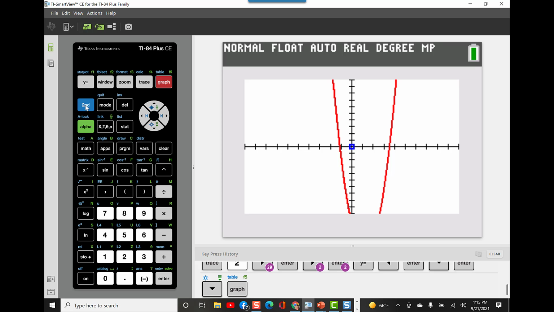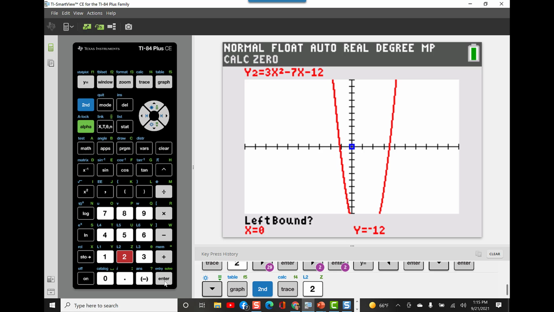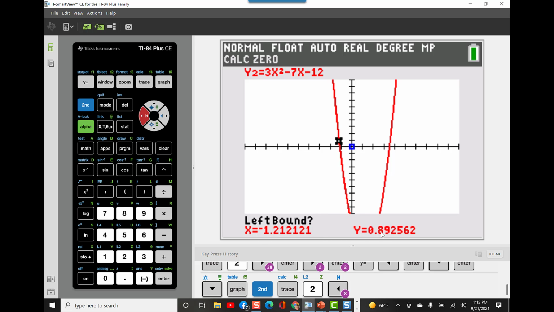So let's figure out how to find this left zero. So let's, again, second, trace, which is also the calc button. I'm going to go to 2. I'm going to scroll. I'm going to go look and find. Oh, there's my cursor. Sometimes you have to go find it. So when you're looking for it, look at the values down here. And when you know y is getting close to 0, then you know you're in a good spot.